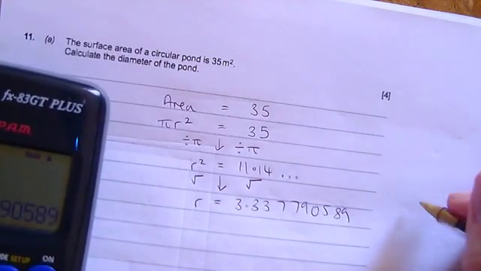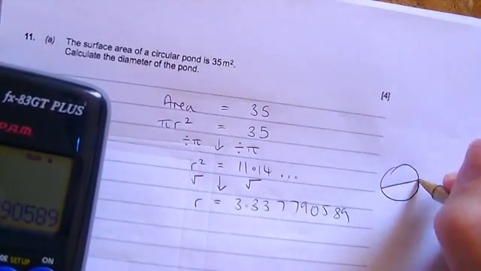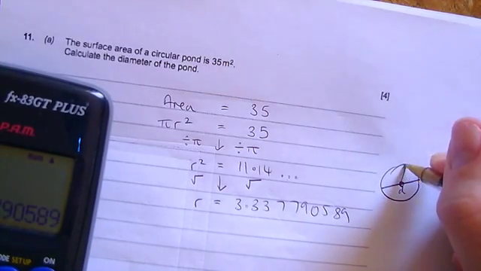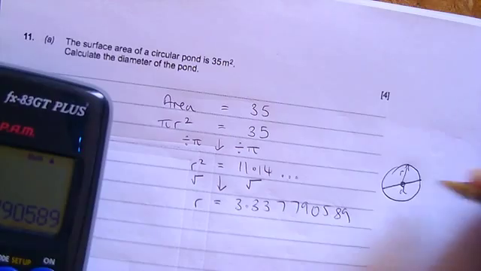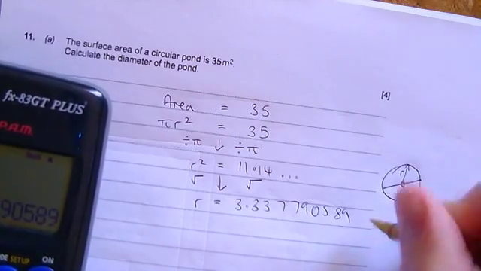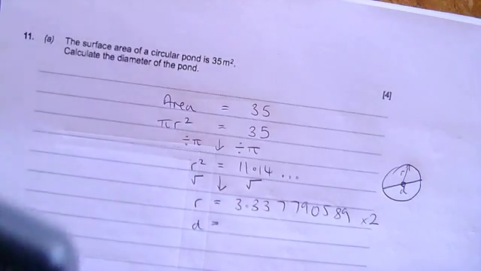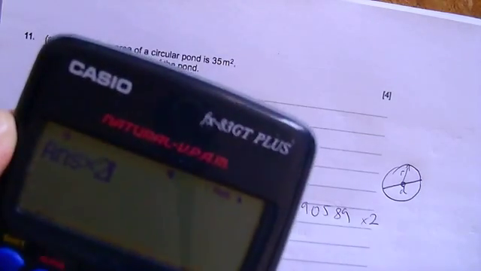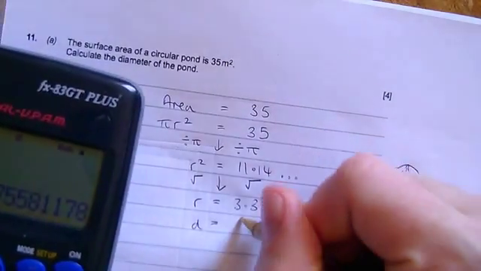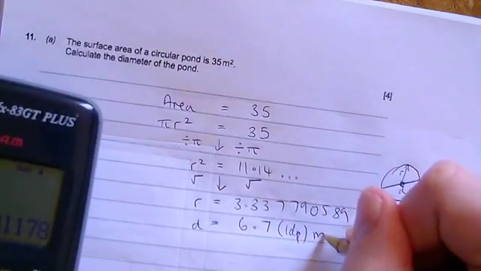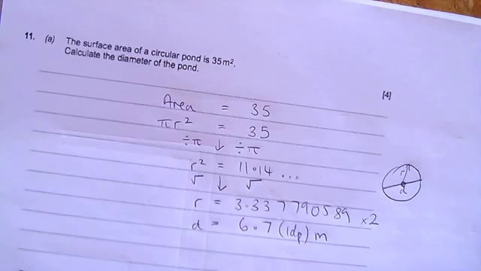Now we should know, when it comes to a circle, that the line going straight across is what we call the diameter. The line going from the centre to the circumference is called the radius. So the diameter is 2 of the radiuses, so I now need to double that. Times that answer by 2 gives me an answer of 6.7 to 1 decimal place. Okay, so I've said 6.7.